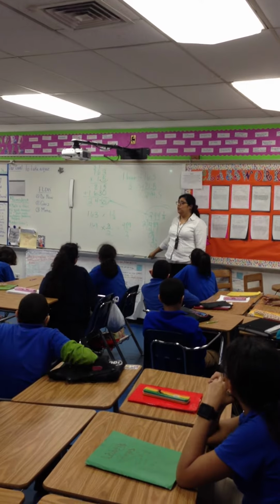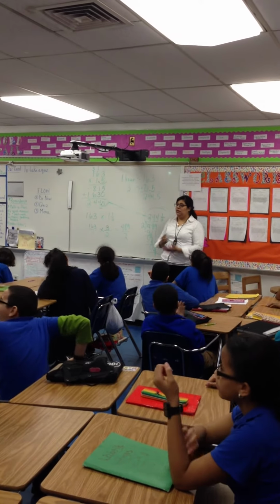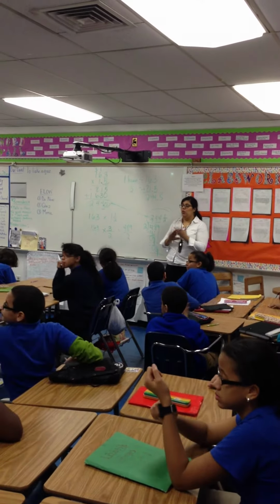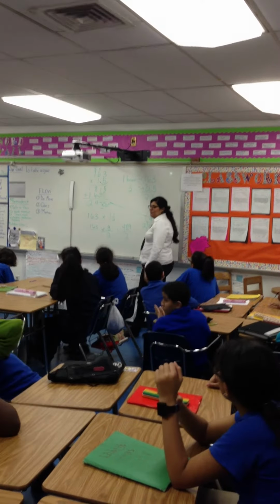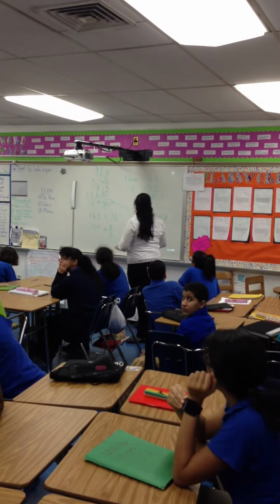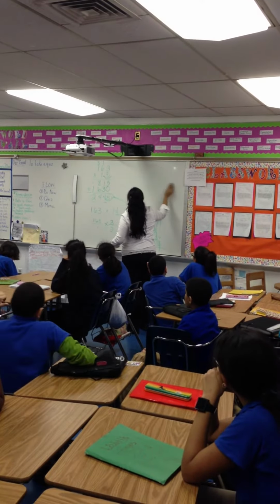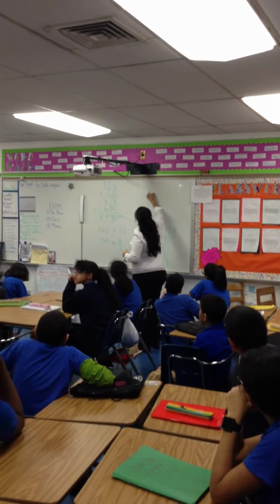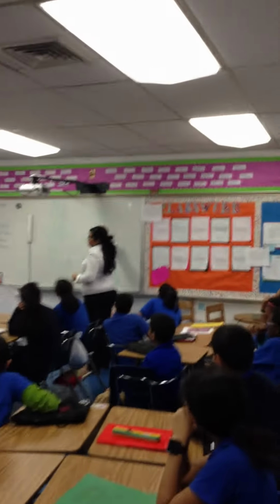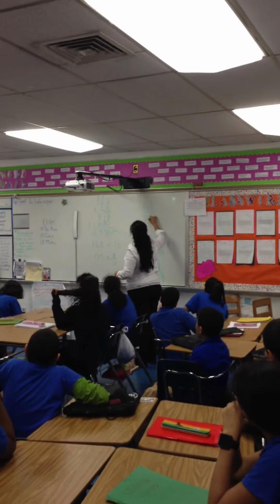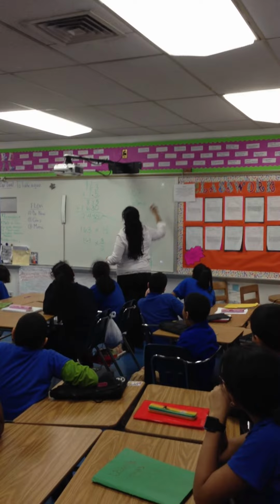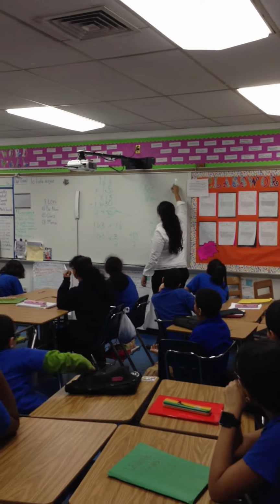Anybody else? I did that same thing. Good. Jose? I did a proportion. Ooh, tell me how you did a proportion. I changed the hours into minutes. Okay, so talk to me. So I did 163 over 60 minutes, and then I put X over 90 minutes.